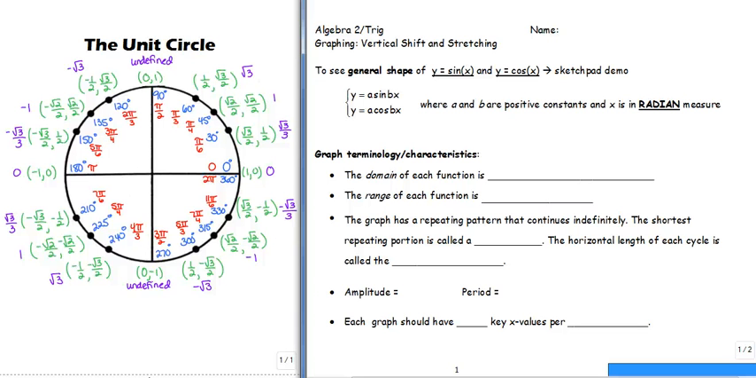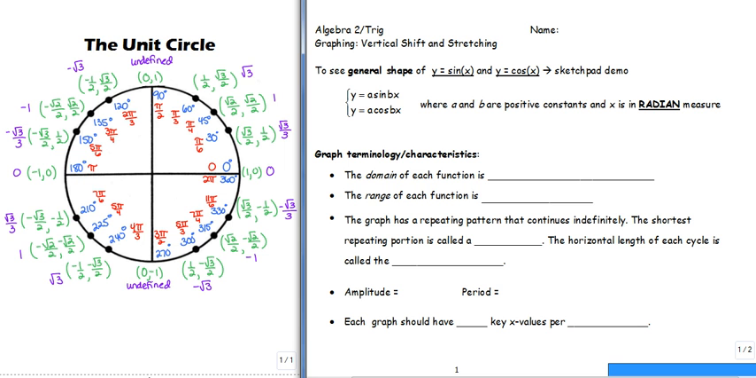Alright, in today's video we're going to start graphing our trig functions. And notice that I have the unit circle out again. And remember, I said ever since we learned about that unit circle, everything else we do is going to come back to that unit circle. And we're going to start off by only graphing sine and cosine. We're not graphing tangent. And we're going to look at the general shapes of that sine and cosine.